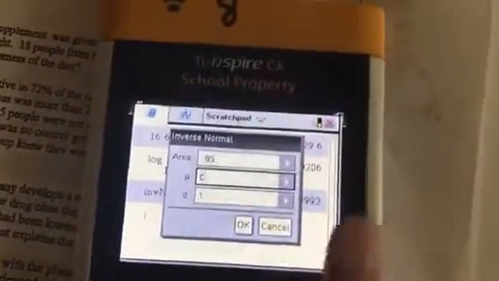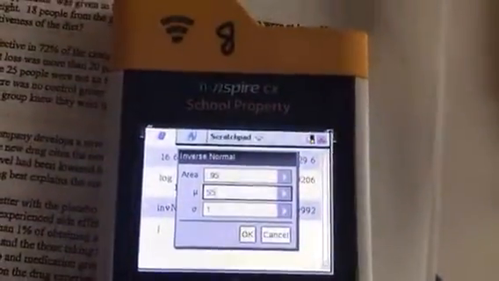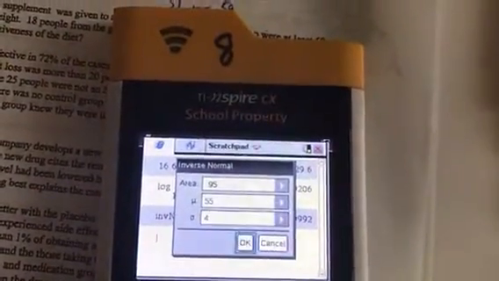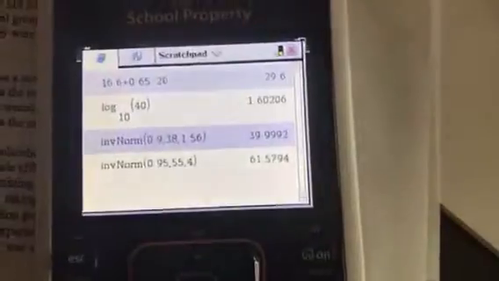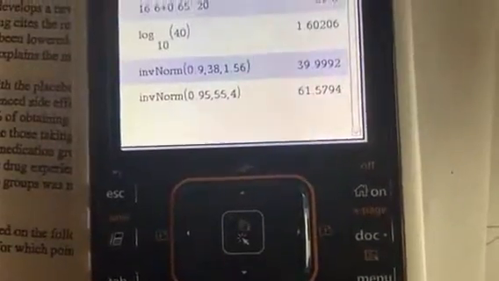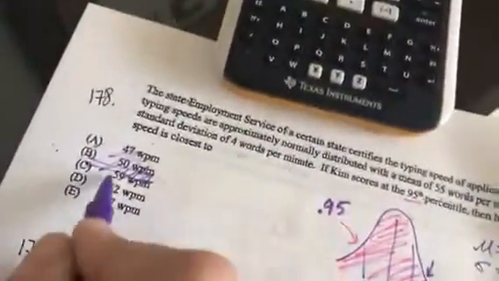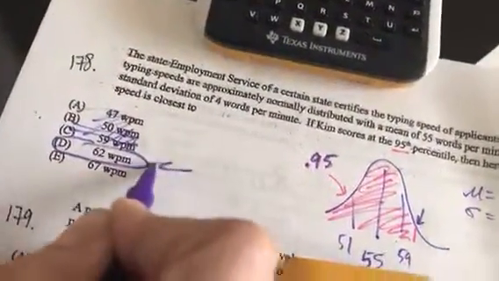I know the average typing speed is 55. I know the standard deviation is 4. I hit enter. It says 61.6. That would round up to 62, and guess what? That's our answer. There it is.